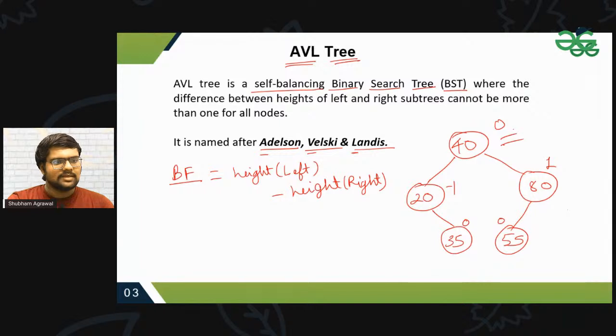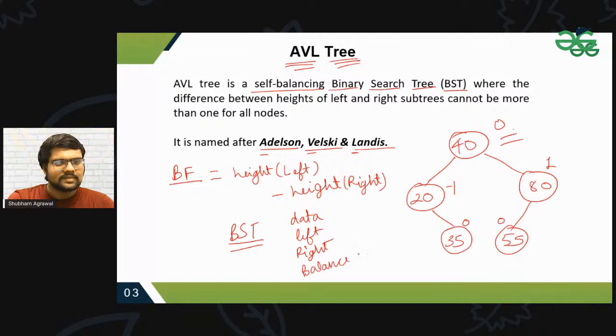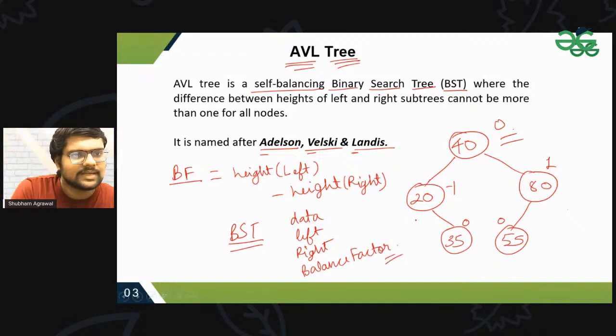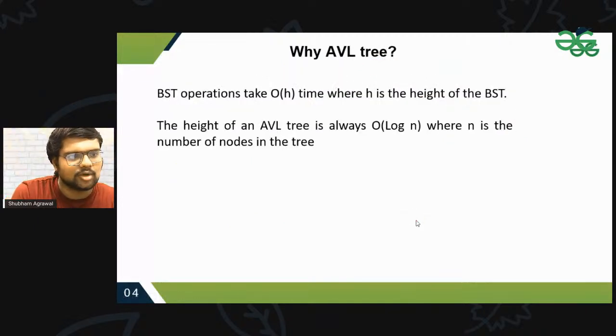In BST we only have the node data, the left child pointer and the right child pointer. But in AVL tree we also have one extra thing, that is our balance factor. We can augment the node with the balance factor, or we can compute it at runtime also. We will see about balance factor, but first of all, why AVL tree? As I told you earlier, the drawback of BST is that if our tree is a skew tree.